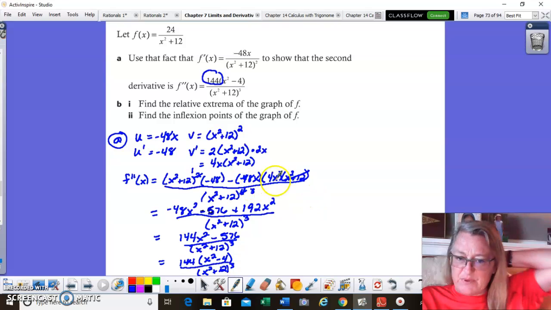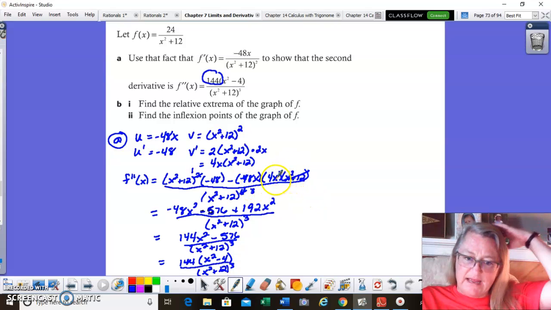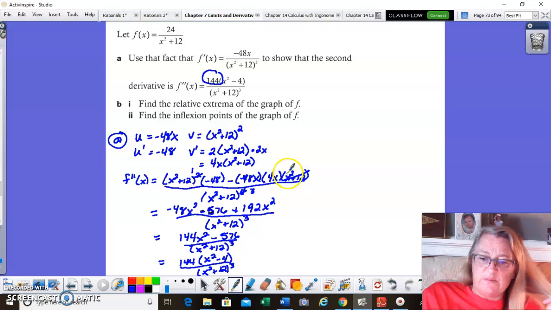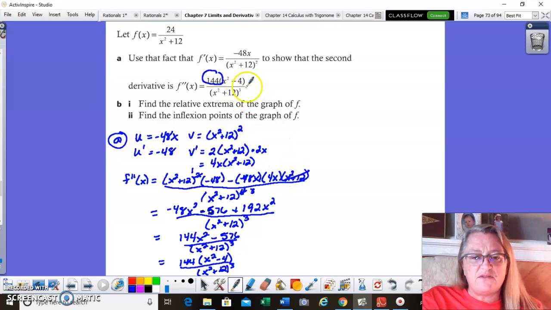Now, this step up here of canceling out that x squared plus 12, some of you may not have recognized, but the other thing I want you to do is look at what form it wanted you in. All of a sudden, we knew it should have been to the fourth power down here because we were squaring something that was already squared.